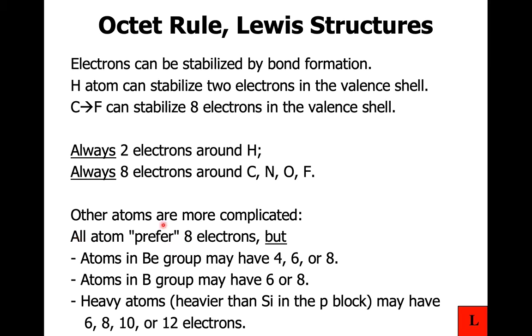So all atoms prefer to have 8 electrons, and we'll talk about this in class. So all of them do, but there's a few that can get away with breaking the rule. So for example, atoms in the beryllium column may have 4, 6, or 8, but they prefer 8. Atoms in the boron column may have 6 or 8, but again, they prefer 8. And chemical reactivity will actually make them, if they have less than 8, be very reactive. And then we have heavy atoms. Atoms that are heavier than silicon in the P block may have 6, 8, 10, or 12 electrons around them.